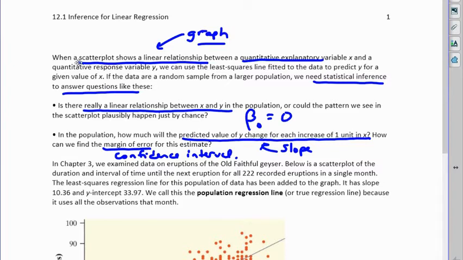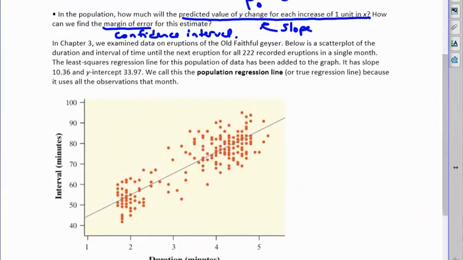So for example, we looked at this example, Old Faithful Geyser, in chapter 3. We had a scatter plot of the data, and here's that same scatter plot from chapter 3 with 222 recorded eruptions in 1 month. And the least squares regression line for this population data was added to the graph. It has a slope of 10.36 and a y-intercept of 33.97. So for this particular month, this was the true regression line.